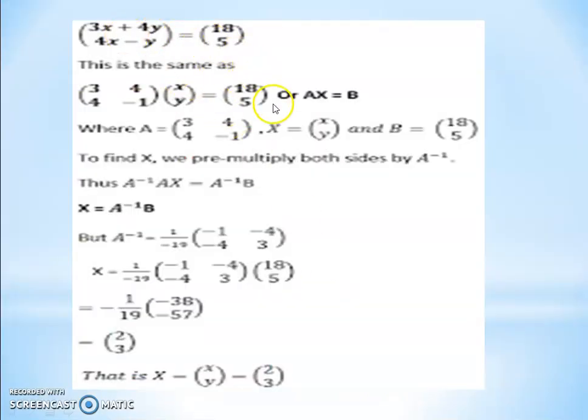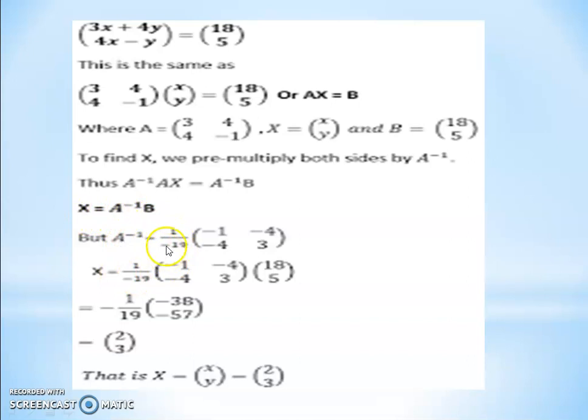We take another example based on this. They gave the system 3x plus 4y is 18, and 4x minus y is 5. So we have to solve, that is A is 3, 4, 4, minus 1. X is x, y obviously. B is what? 18 and 5. So we have to multiply A inverse to both sides. So that's why x is equal to A inverse into B.